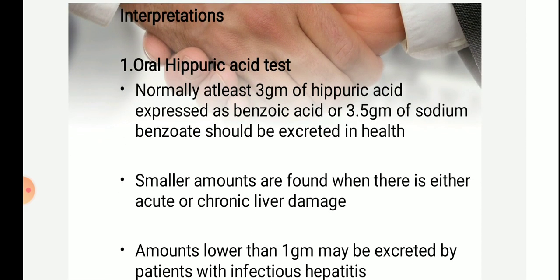Interpretation: normally at least 3 grams of hippuric acid expressed as benzoic acid, or 3.5 grams of sodium benzoate, should be excreted in health. Smaller amounts are found when there is either acute or chronic liver damage or in any diseases. Amounts lower than 1 gram may be excreted by patients with infectious hepatitis.